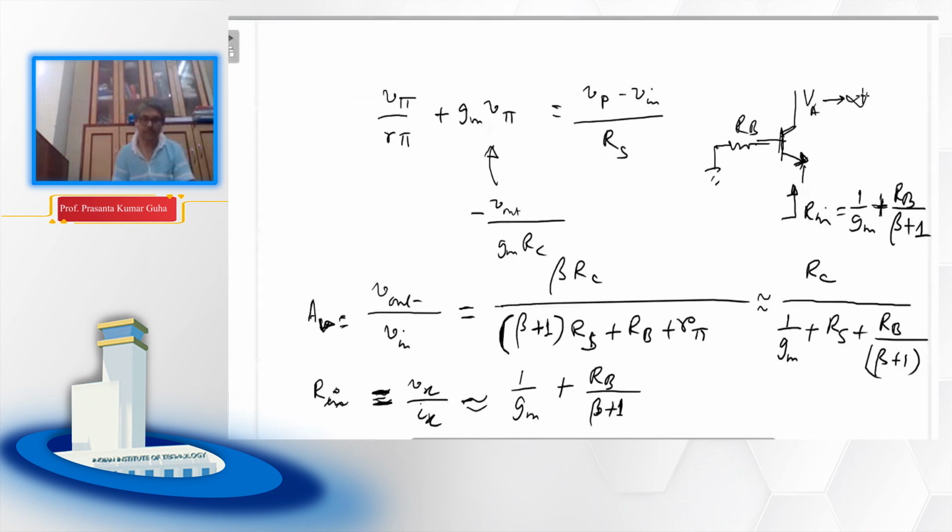So with this I am stopping here today. We sort of tried to give you a brief idea of the common base topology. In the next class, we will discuss the common collector topology briefly, and see how common collector is different from these two topologies. Those who are interested, I will encourage you to go through and see if we apply biasing, how this will change the gain and input resistance, if at all it changes the gain or input resistance in the common base configuration.